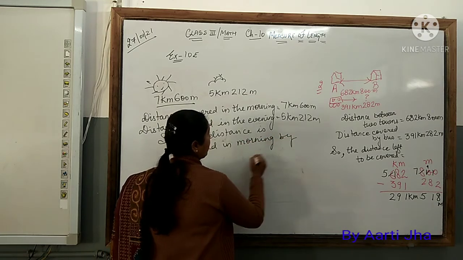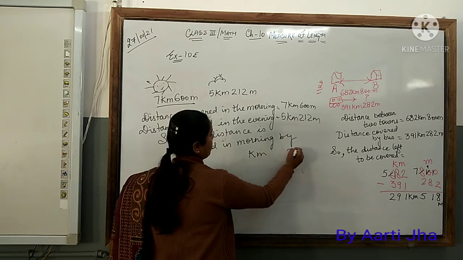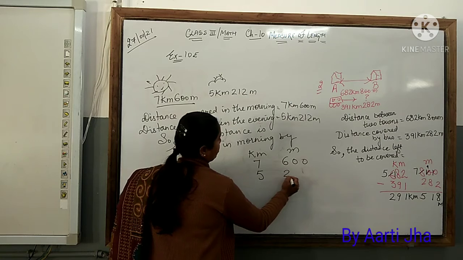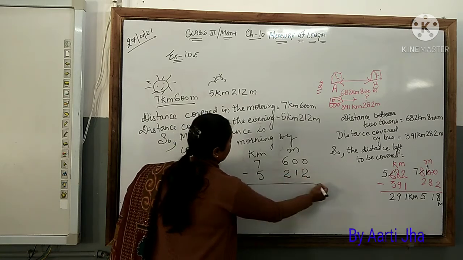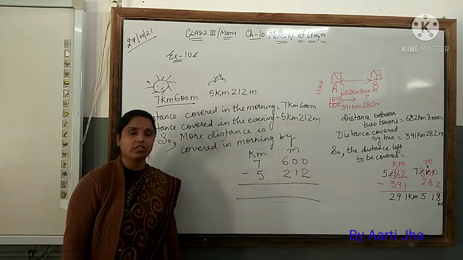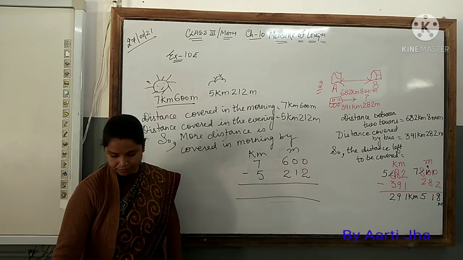By that I will find by arranging in column. 7 kilometer here, 600 here, 5 kilometer here, 212 here. Now do the subtraction and get the answer. Now subtraction I will not do, children. This is your work. You will be doing on your own.